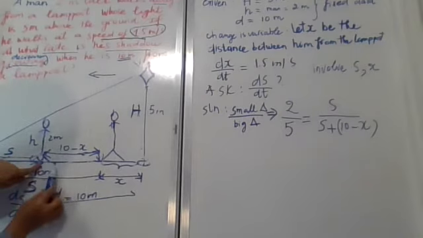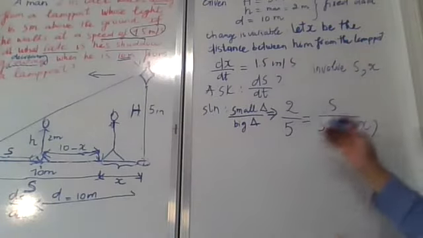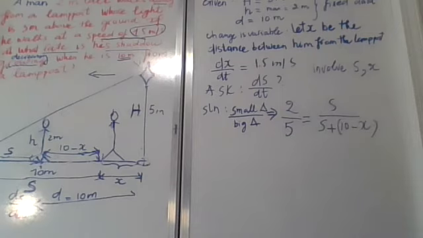If he walks up to here, 10 minus x is this one small thing from here to here, right? So 2 over 5 equals s over s plus 10 minus x. It seems that this is the function we established, okay? So let's do cross multiply.